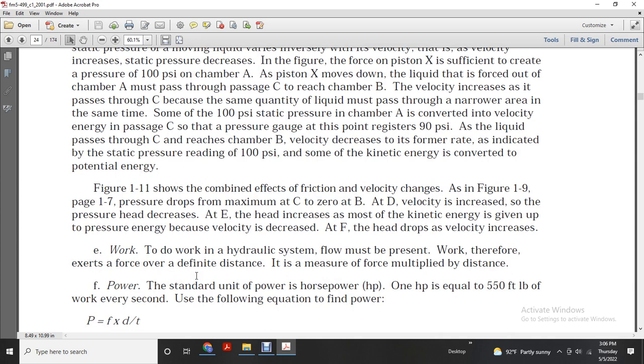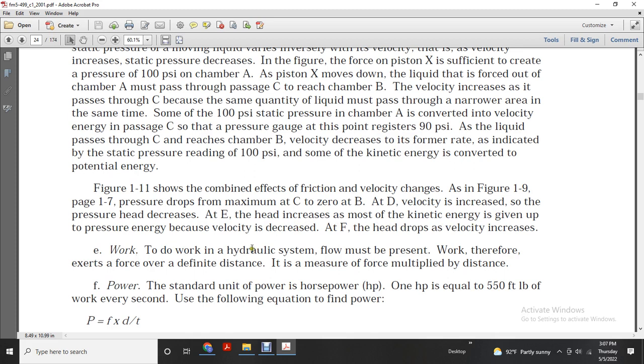Figure 1.11 shows the combined effects of friction and velocity changes, combining figure 1.9 and figure 1.10. The pressure drops from a maximum at C to 0 at B. At D the velocity is increased and the pressure head decreases. At E the head increases as kinetic energy is given up for pressure energy because the velocity is decreased. At F the head drops as the velocity increases.